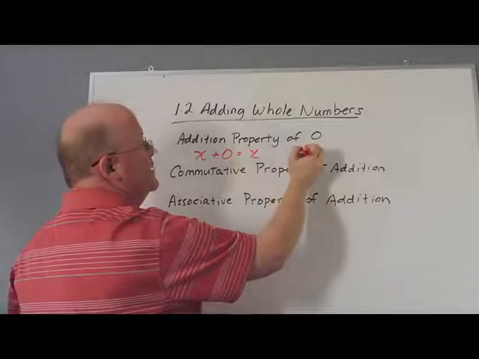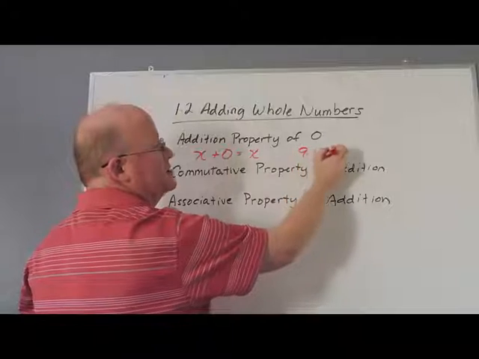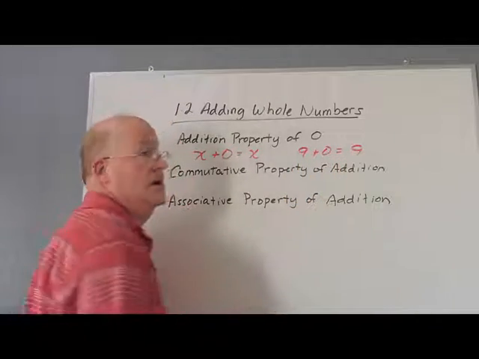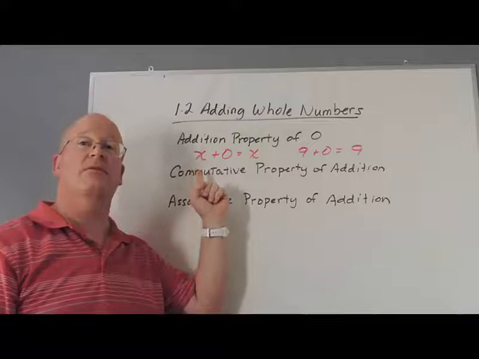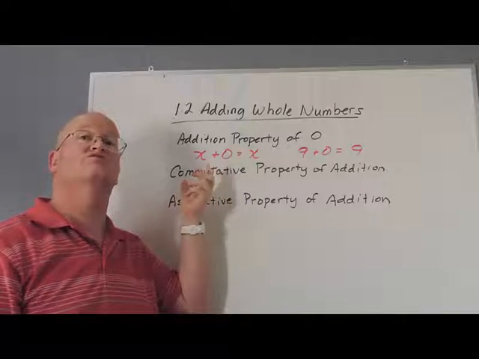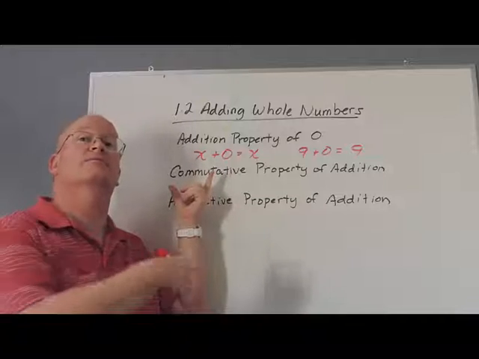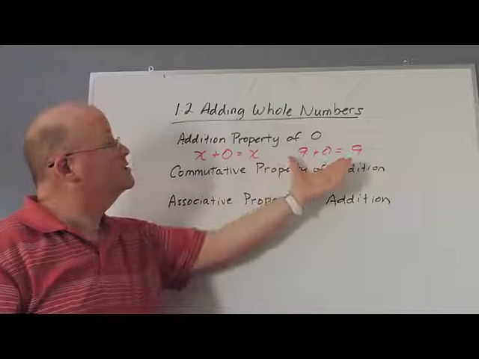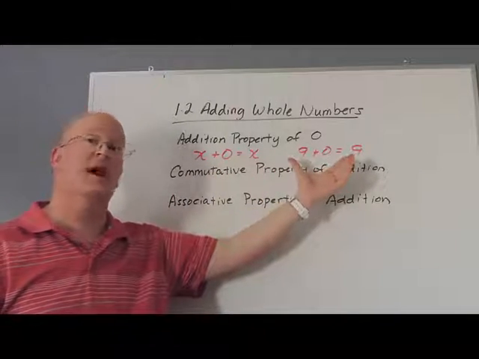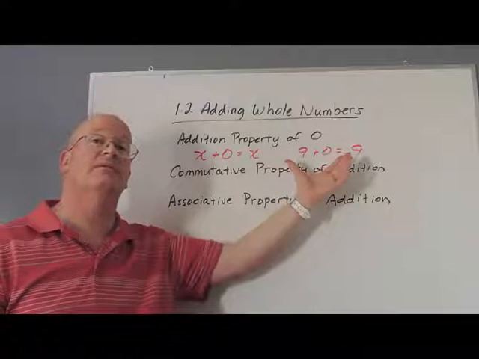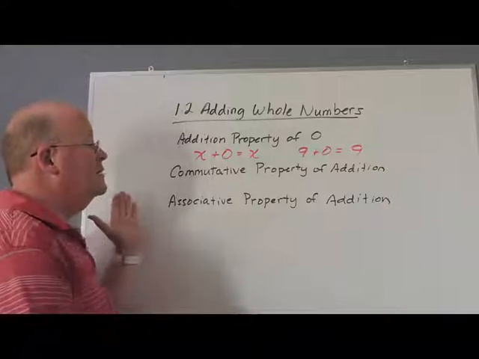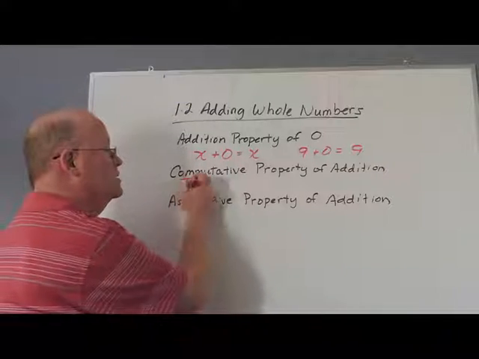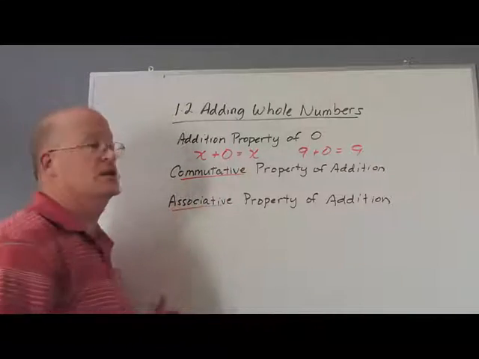In an example, I could say that 9 plus 0 is equal to 9. Notice how when I describe a property, I'm using variables, meaning it's true for any number that I substitute in for that variable, whereas over here when I use numbers, it's not the property itself, but it's an example of this property.